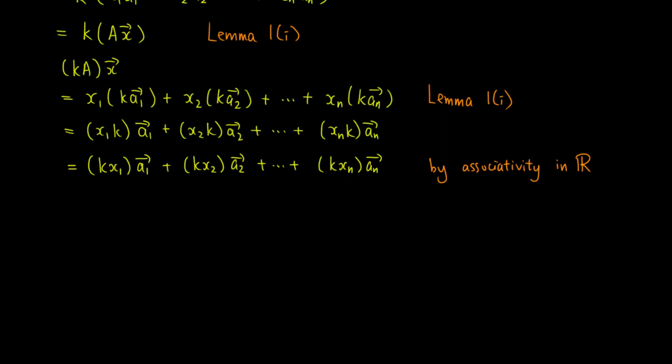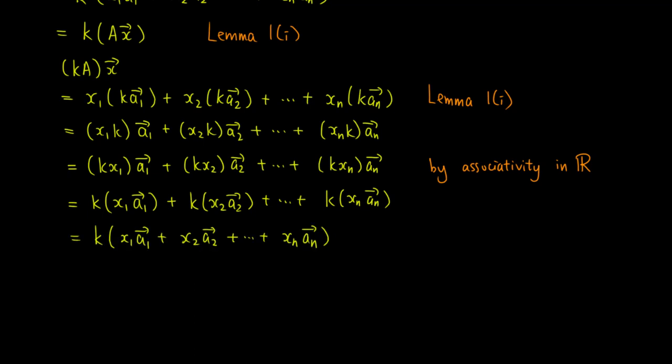Using properties of scalar multiplication again, this equals k times (x1 times a1) plus k times (x2 times a2) plus all the way to k times (xn times an). We can take out the common factor k to get k times (x1 times a1 plus x2 times a2 plus all the way to xn times an). Using the first point of the first lemma, this equals k times (A times x).